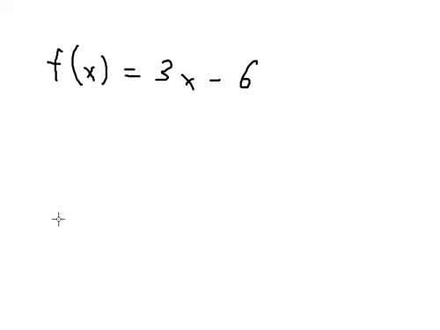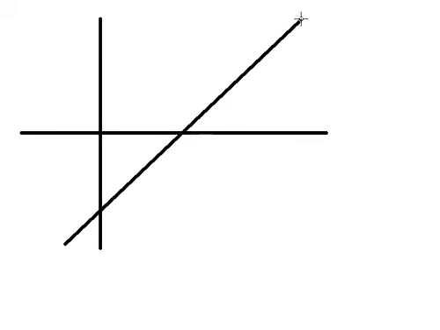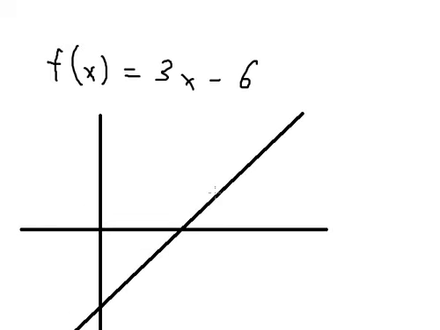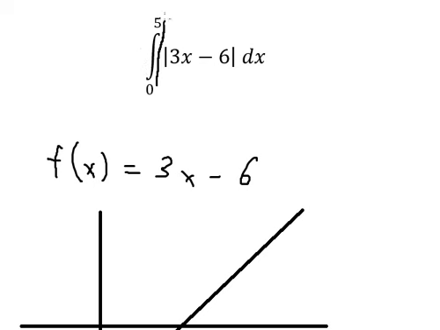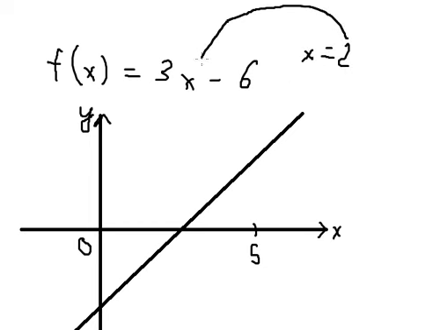So the graph should be like this. Because we just consider the integration from 0 to 5. We know that when x equals 2, we put 2 in here, so we have 6 minus 6, and you get 0.